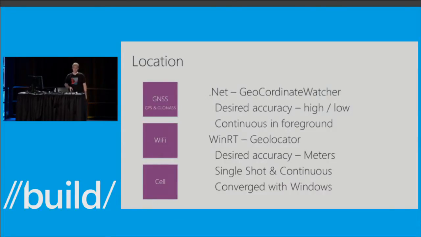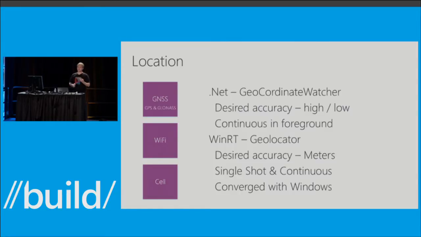So location. There are 3 sources of location on a Windows phone. We have GNSS, Global Navigation Satellite Systems. We support both GPS and GLONASS. We have Wi-Fi hotspot triangulation, and we have cell tower. And you shouldn't actually be concerned about which one you're getting in most circumstances. There are a few where you need to be certain you have GPS, but most of the time, you just say how accurate you want to be, and we're going to get you the best and fastest and lowest power position fix we can for you, based on your settings.